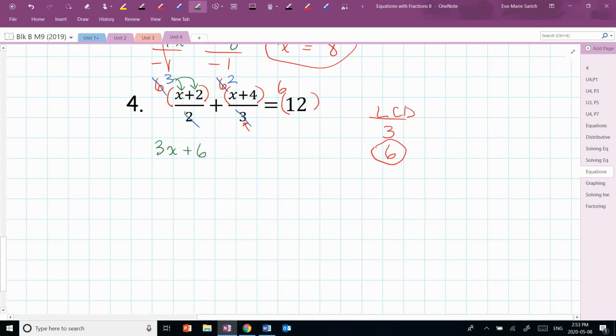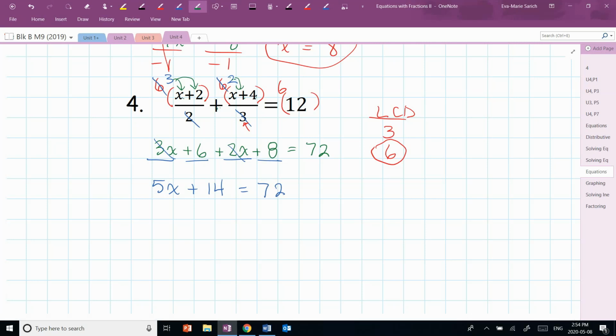Okay. Now what we have is positive 2 times x. Positive 2 times x gives us positive 2x. And positive 2 times positive 4 gives us positive 8. And now on the right side, 6 times 12 gives us 72. Okay. The next thing is to add any like terms. On the left side, we can see 3x and 2x. That's added together to give us 5x. And positive 6 and positive 8, that's added together to give us positive 14. Okay, that's going to equal 72 on the right.